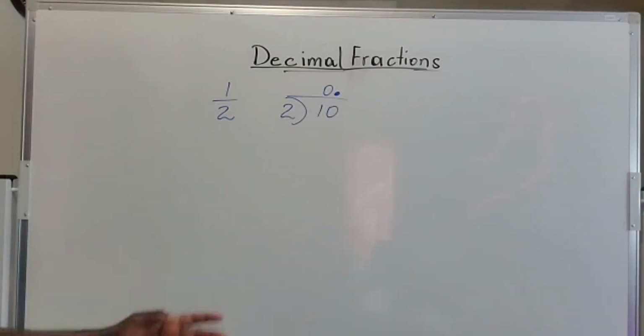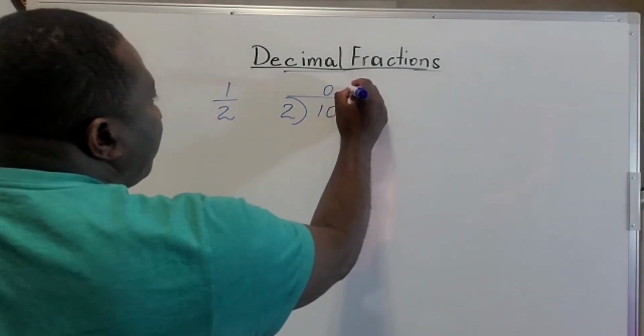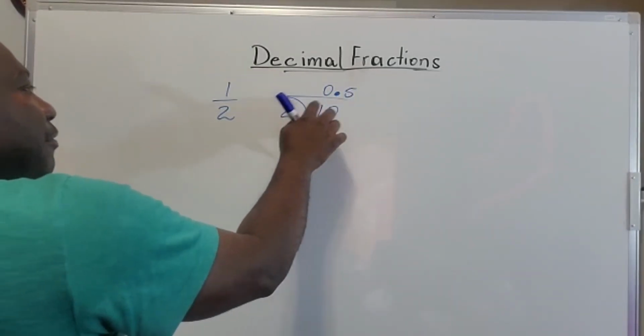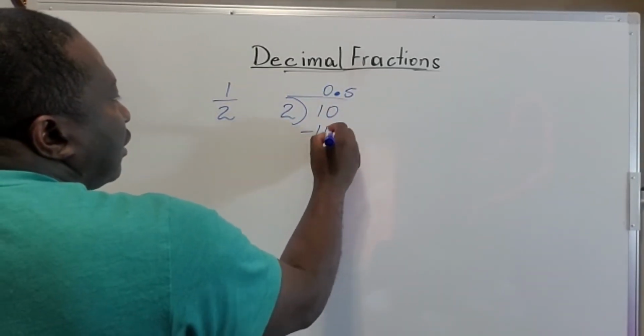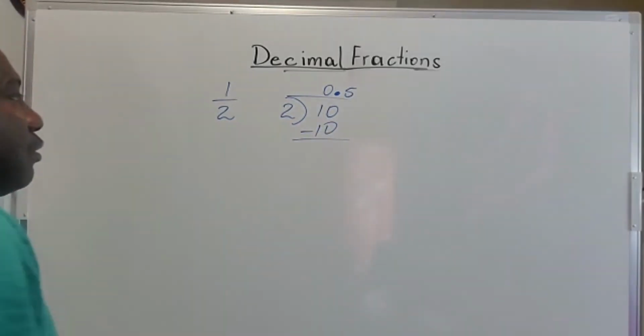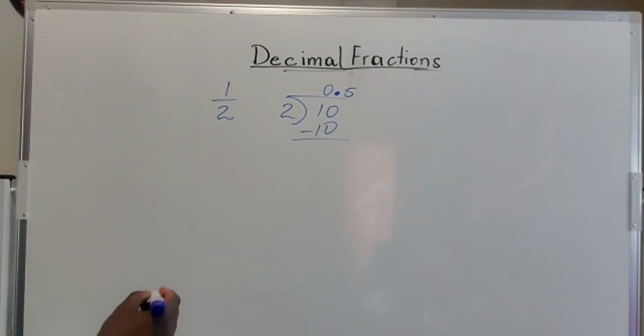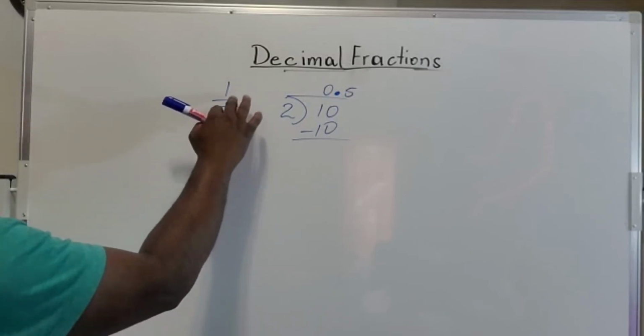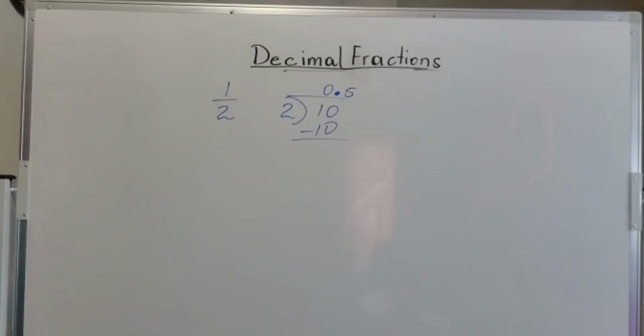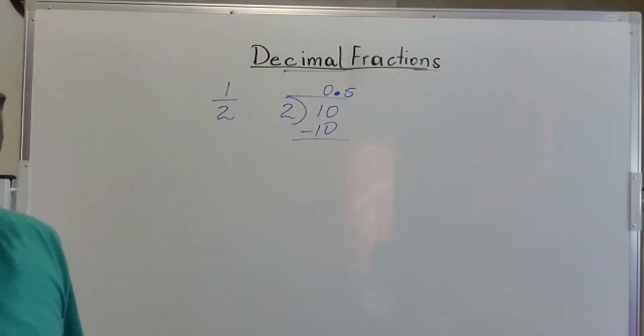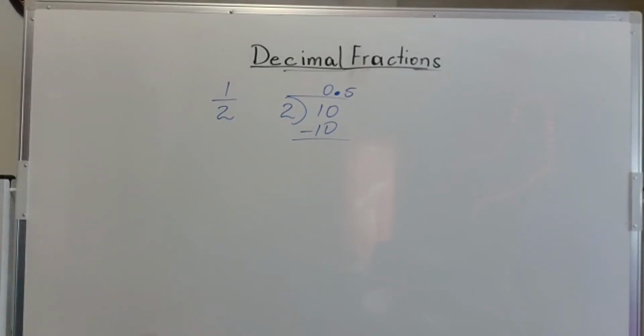Then we look at how many groups of 2 I can get from 10? And for sure, the answer is 5. So 5 times 2 will give us 10. So in other words, 1/2 is equivalent to 0.5 as a decimal.